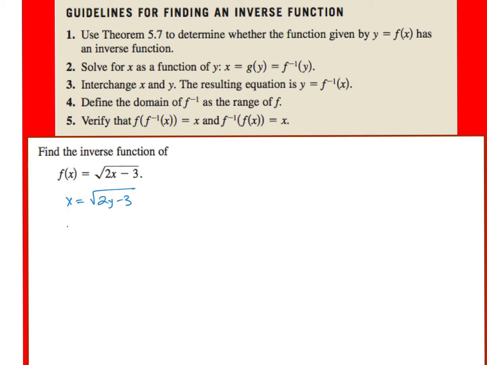Square both sides. So now I have x squared is equal to 2y minus 3. And we're smart people. We can do this in one shot. What could we do now? Add 3 and divide by 2. So now I end up having y is equal to (x squared plus 3) all over 2. Right? And the last step was not to have y. It was actually to say it's what? f inverse of x is equal to (x squared plus 3) all over 2.